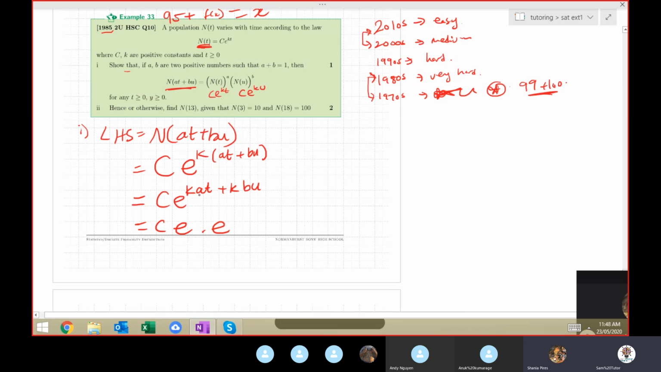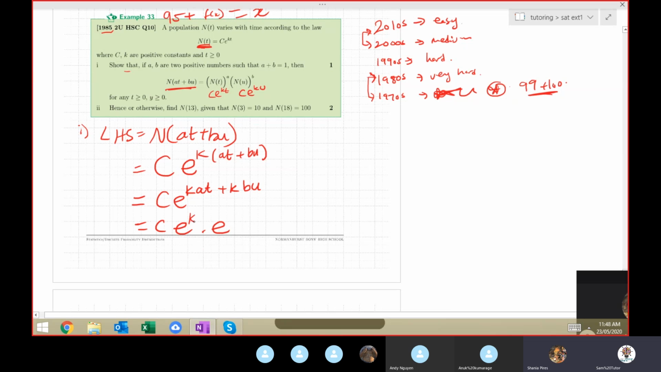You can't, because there's no common factor other than K. So you don't want to factorize it at this stage. You're here, you've got a plus sign, and in the indices, you've got a plus sign. So I've broken up my bases as E and E. What would this be? This is E to the power of what, multiplied by E to the power of what, would get me E to the power of KAT plus KBU.